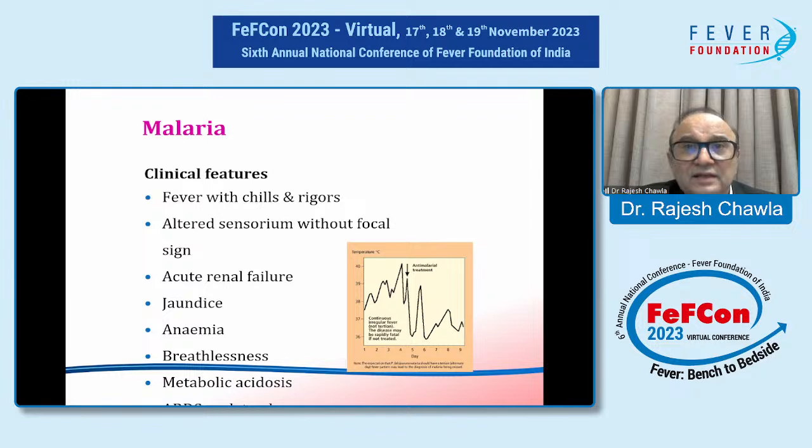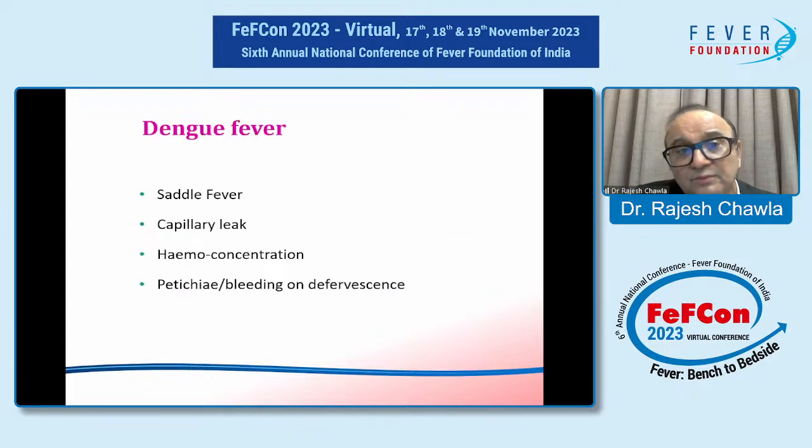Similarly, if you are suspecting malaria, you will have fever with chills and rigors, and they will have all-system involvement in these patients. You can have jaundice, breathlessness, metabolic acidosis. In an area where malaria is not present, you think probably dengue fever, the saddle-back kind of fever, and if you send some investigations, you will find hemoconcentration, petechiae, and usually the platelets fall towards the time when the fever is going.